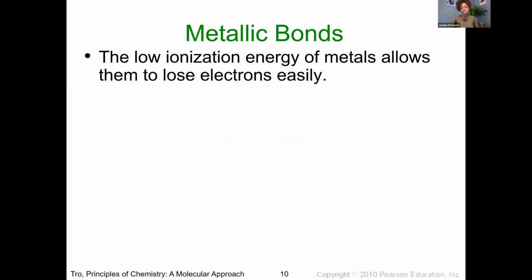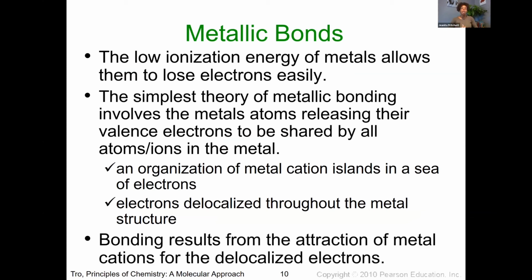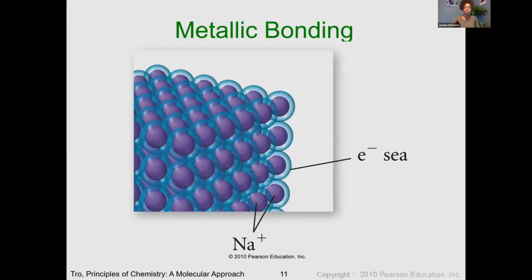Last but not least are metallic bonds. Metallic bonds involve only metals, and metals have low ionization energies, so it's very easy for them to kick out electrons. As you kick out those electrons, you create a sea of localized cations surrounded by those electrons. The bonding results from the attraction of the metal cations for the delocalized electrons. Once again, you can see a picture here of metallic bonding.